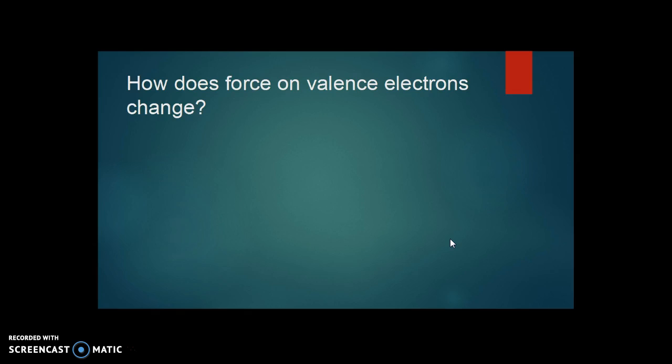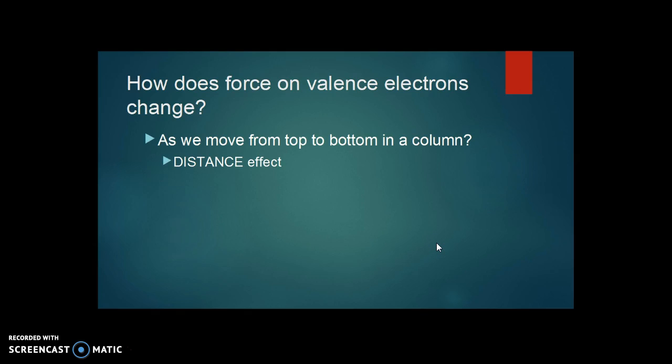You'll recall that the valence electrons are the ones in the outer shell, or the outer energy level. As we move from top to bottom in a column, the distance between the outer shell electrons, the valence electrons, and the nucleus increases. The distance effect is very, very important. As we get closer, in fact, the shortened distance makes the force go up even faster than we expect.